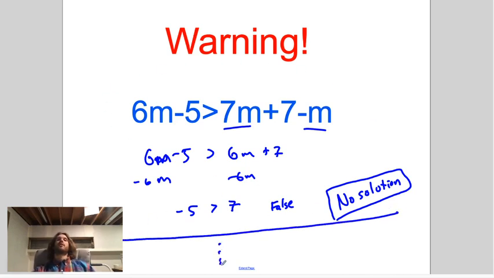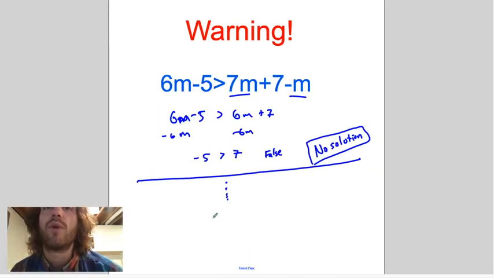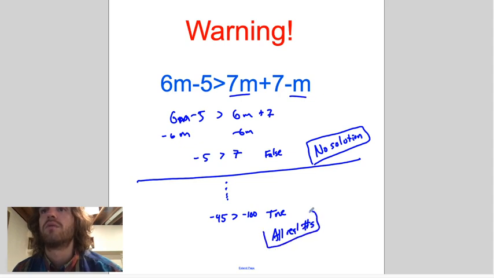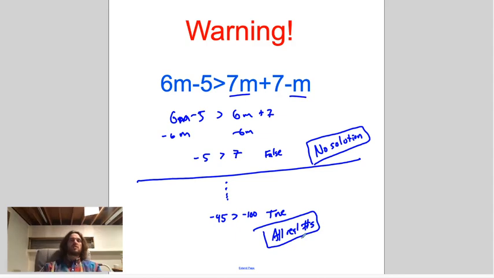Similarly, if I did a different problem and got a true statement, and I'm going to pick a kind of weird true statement, like negative 45 is greater than negative 100. Believe it or not, this is true. If you get a true statement when you're done, all real numbers are solutions. All real numbers are solutions to that. So we kind of went over that before. True statement, all real numbers solution. False statement, no solution. And there are some of those on your assignment, which is on Google Classroom.